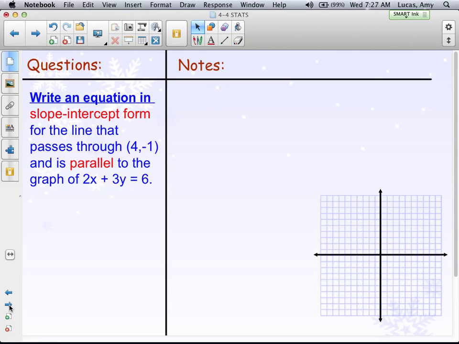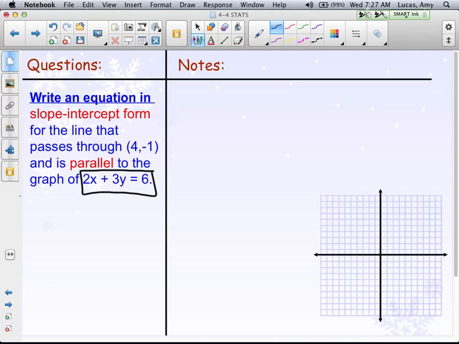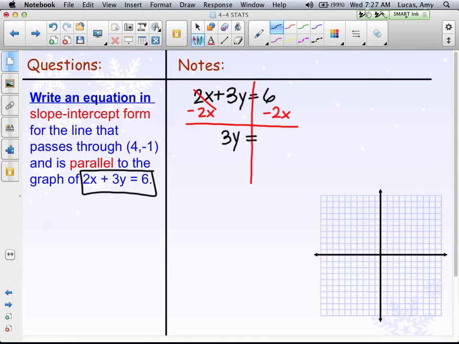Next example, we're parallel again. It has to go through this line. 2x plus 3y equals 6 is not written in slope-intercept form. I have a couple of options. I could solve for the intercepts to graph this line, but I prefer to work with slope-intercept form. So I am going to rewrite this equation, like in chapter 2, literal equations, into slope-intercept form.